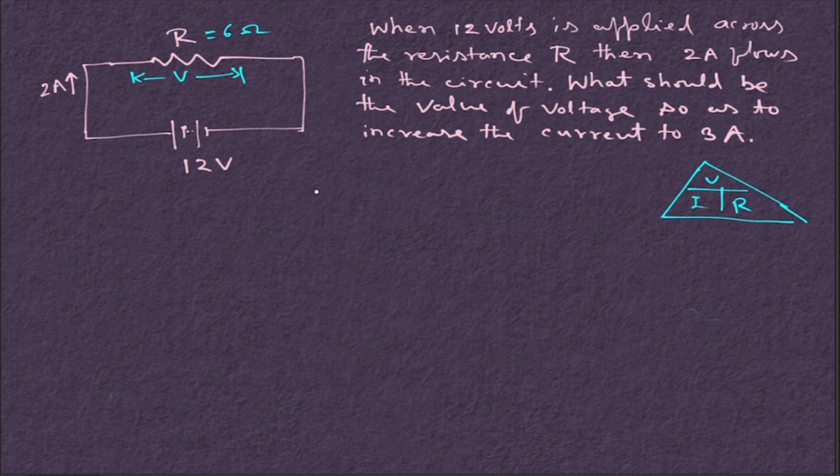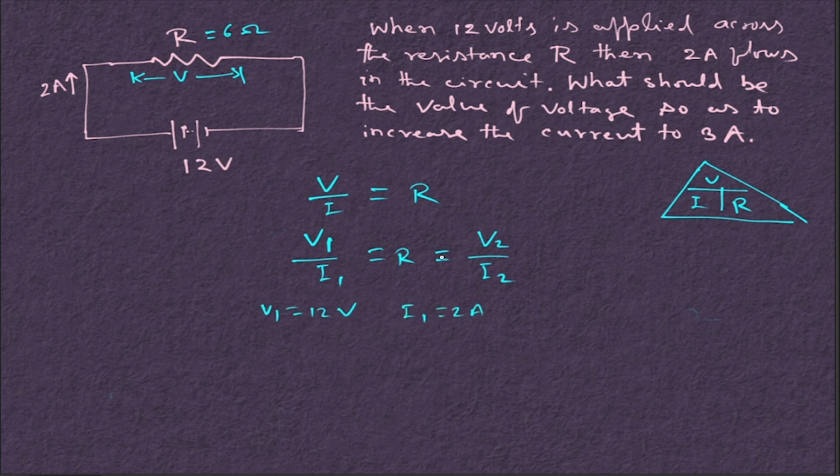We know that V by I is equal to R. So if voltage is V1, then the current is I1. So V1 by I1 is equal to R, that is the same as V2 by I2. So in the initial case, V1 is how much? V1 is equal to 12 volt and I1 is 2 ampere. And in the second case, V2 we have to calculate, but I2 is equal to 3 ampere.